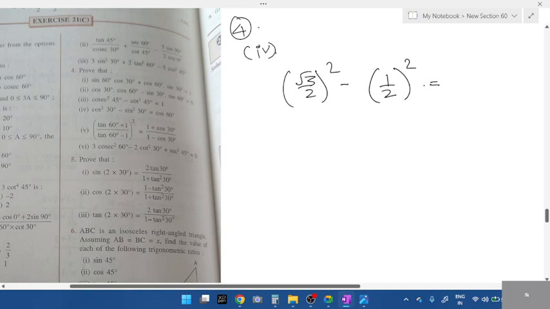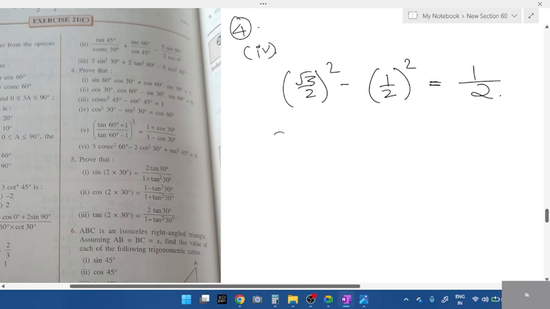Should be equal to the right hand side. Have they given any number or cos value, students? Trigonometry value, right hand side. Cos 60 is given. What is cos 60 again? Cos 60 is 1 by 2. So the left hand side you have to prove should be equal to the right hand side.